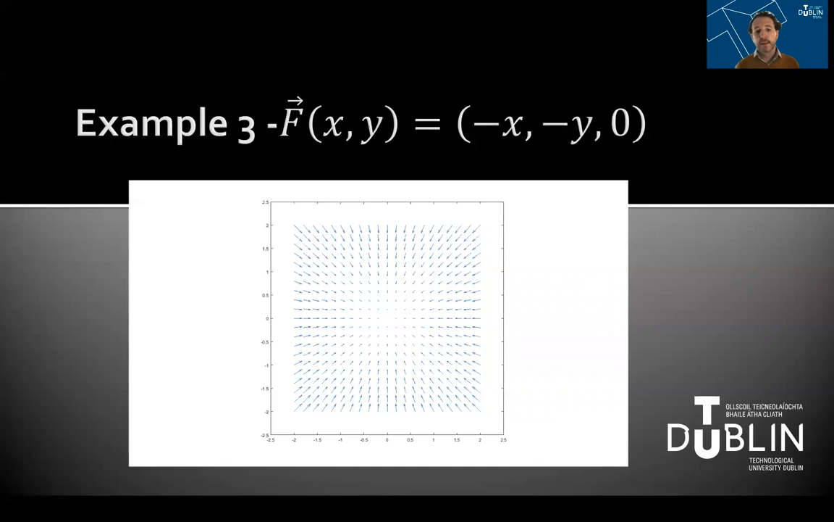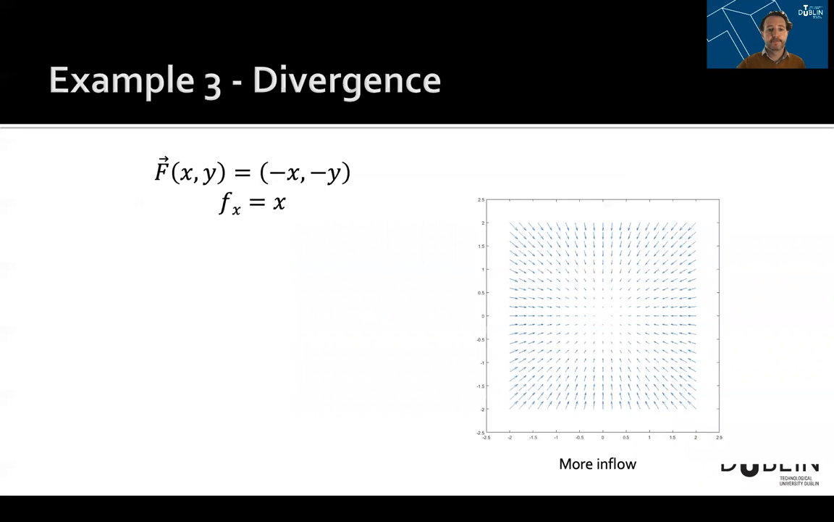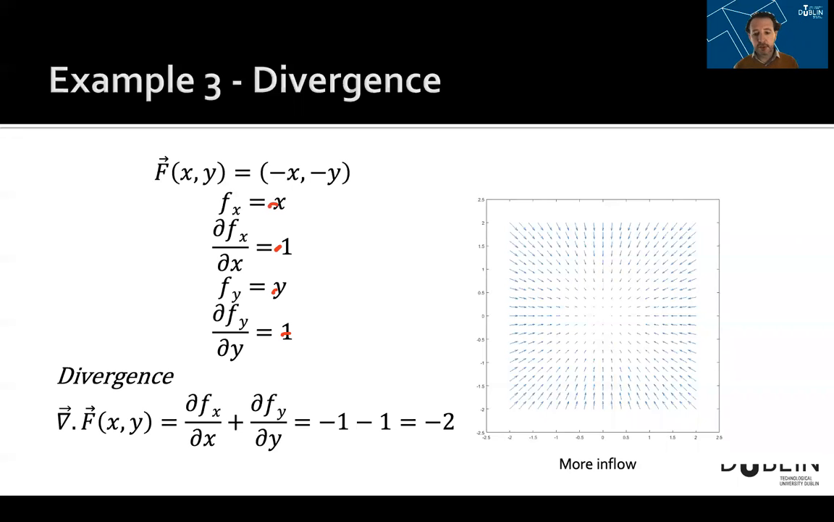Our next example. So you see it, and you automatically are drawn to the middle. Everything's just flowing into the middle. It's contracting. So let's see the mathematics. Fx is equal to minus x. The derivative of that is minus 1. Fy is minus y. The derivative of that is minus 1. And so our divergence is minus 2, which means there's inflow. So the plus means expansion, minus means contraction. That's it. Nothing more interesting than that.